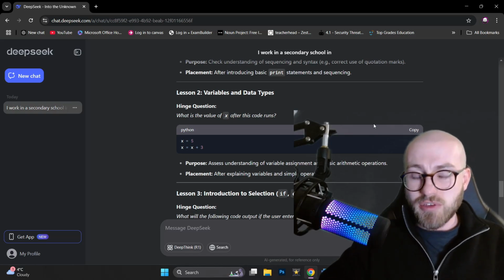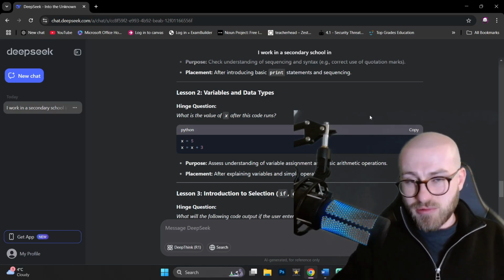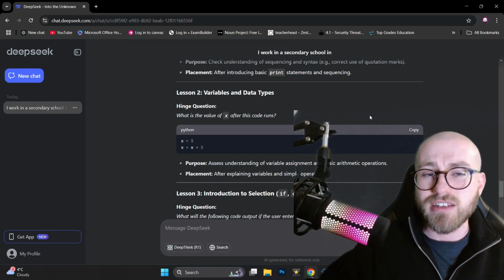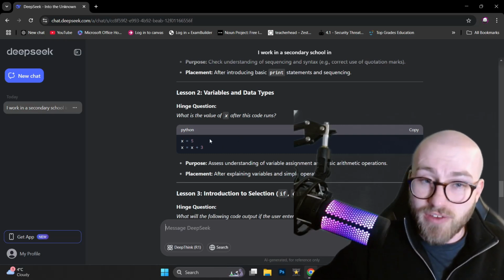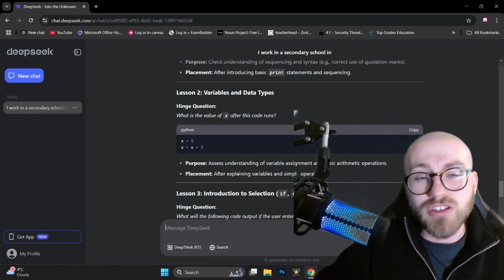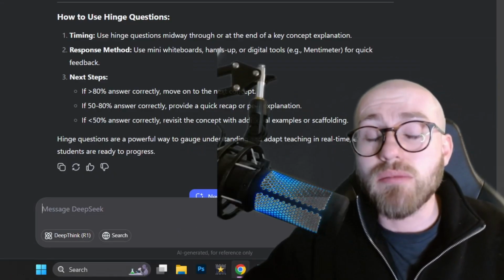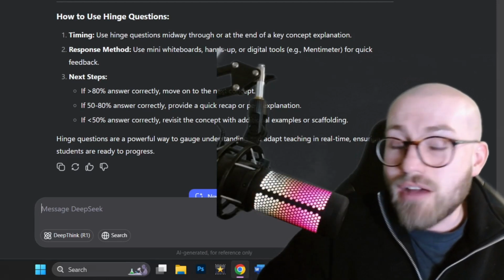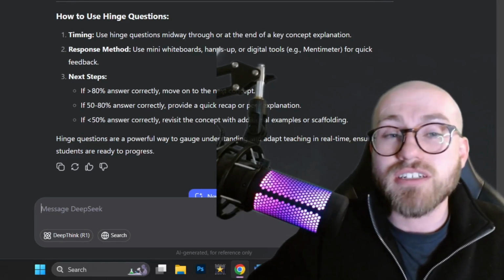Like I said, this is very computer science specific in my case because I've talked about Python programming. But you could do it for any subject, absolutely any subject. It just looks pretty cool because they've actually got some code on the screen as well. Interestingly, at the bottom, it does say how to use hinge questions, just in case people haven't heard of a hinge question before, then here we go.